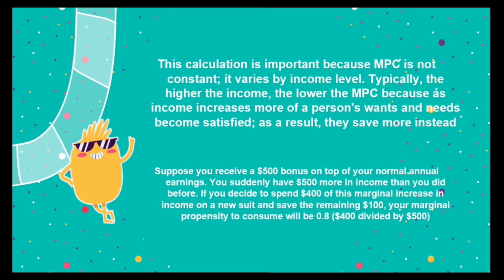Suppose you receive a $500 bonus on top of your normal annual earnings. You suddenly have $500 more in income than you did before. If you decide to spend $400 of this marginal increase in income on a new suit and save the remaining $100, your marginal propensity to consume will be 0.8.